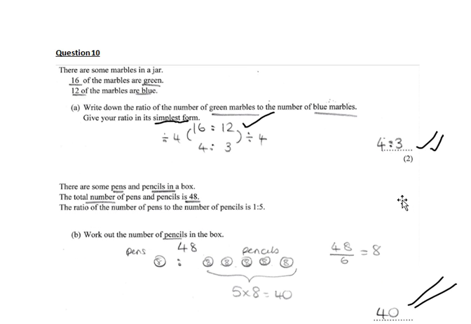And on part B, we know we've got 48 pens and pencils in total in the ratio 1 to 5, 1 pen, 5 pencils. So we've got to work out how many pencils in the box if the total is 48. So 6 shares, so we need to do 48 divided by 6, so 1 share is 8. Pencils are 5 shares, so 5 eights make 40.